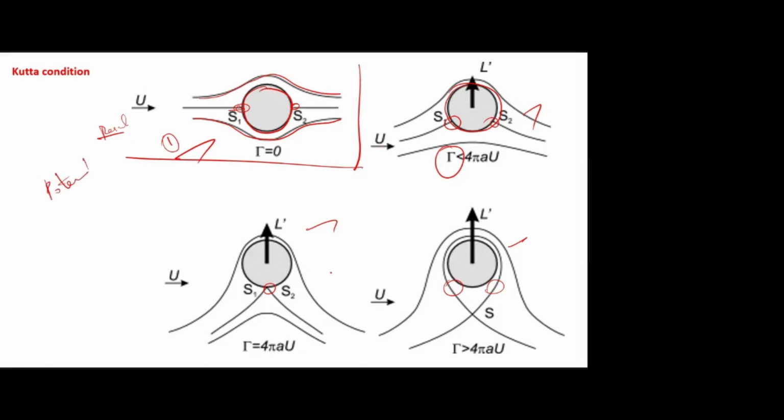But if you take the rotating cylinder, it gives n number of results: circulation less than 4 pi aU, equal to 4 pi aU, greater than 4 pi aU, like that. It will give n number of results. So we don't know which result we have to take. The same issue will be there if you take an aerofoil also. So to rectify that, we are using this Kutta condition.